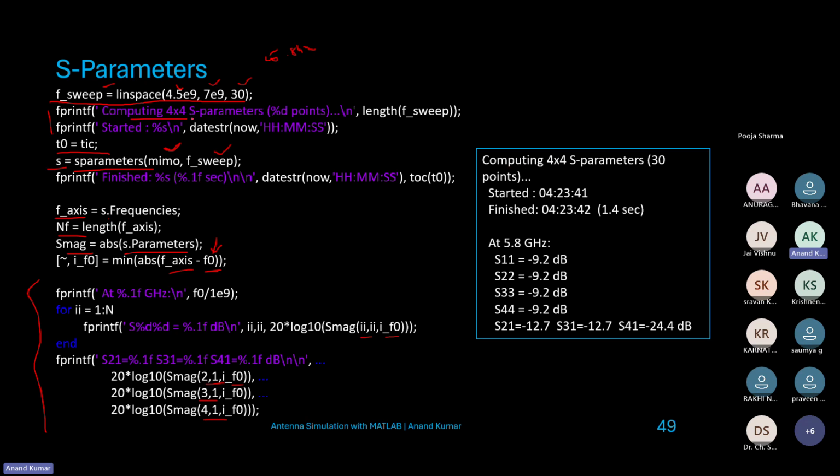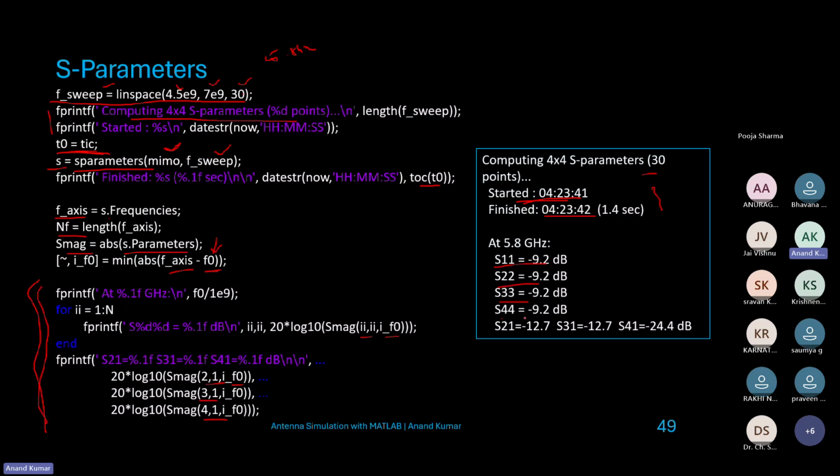So this particular part, fprintf, actually prints this in your command window. It will first print computing 4 cross 4 at 30 points. Then it will give you T naught as tic. So this will print that your simulation started at this point, when you started the timer here, and your toc should be somewhere. Yeah, toc is over here. So tic-toc will give you the start time and the finish time. It took a total of 1.4 seconds.